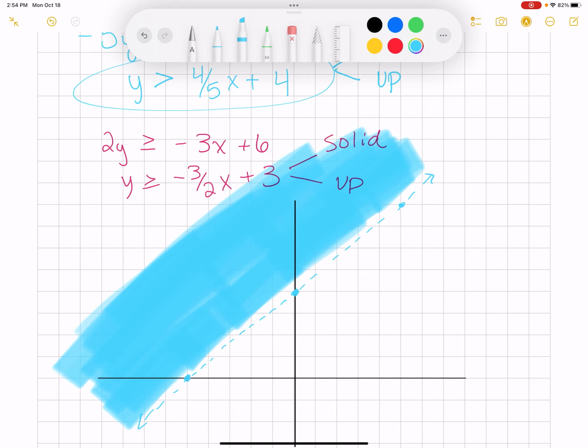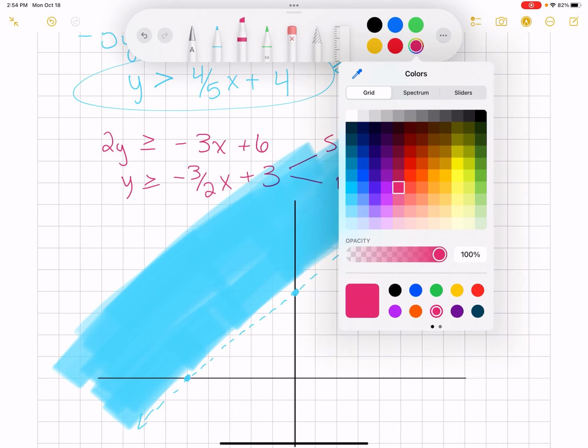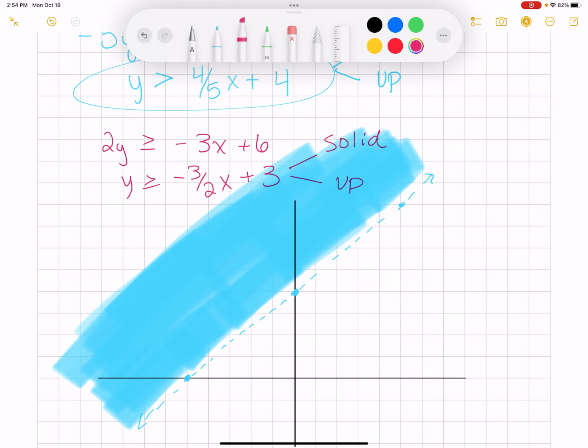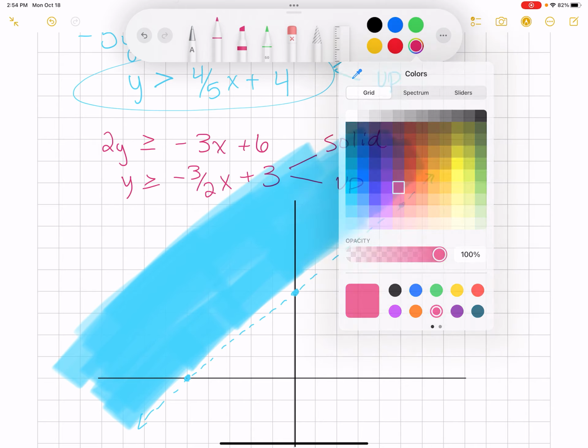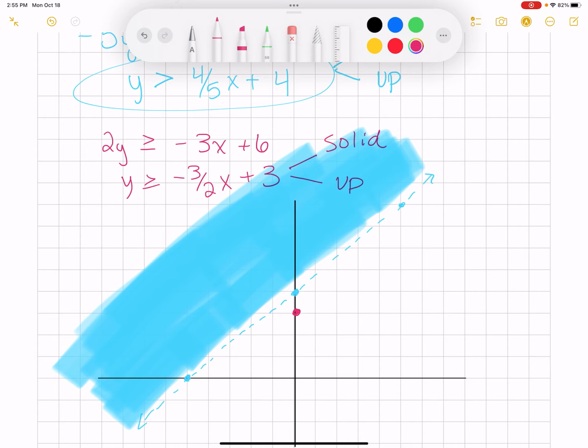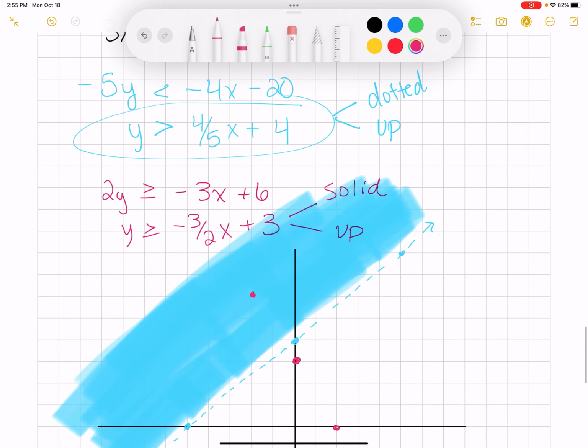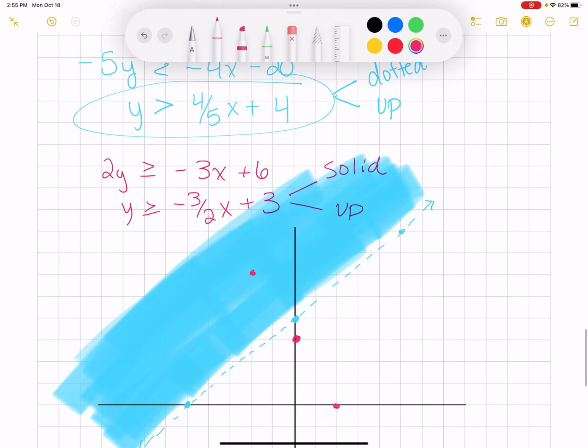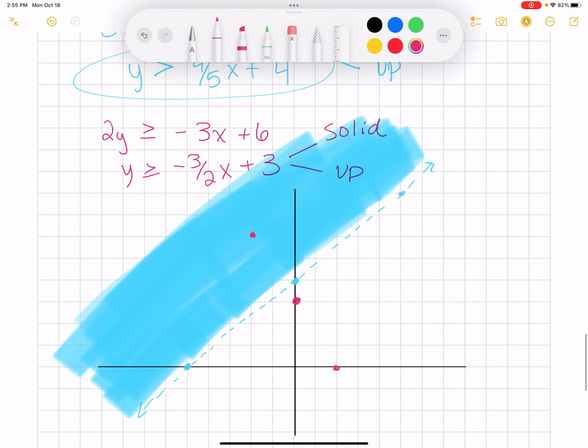Now I'm going to graph the other line with my pink. It has a y-intercept at 3. I've got a negative 3/2 slope, so that's down 3 and over 2, or up 3 and back 2. Isn't that supposed to be solid? The blue one is dotted. The pink one's going to be solid.